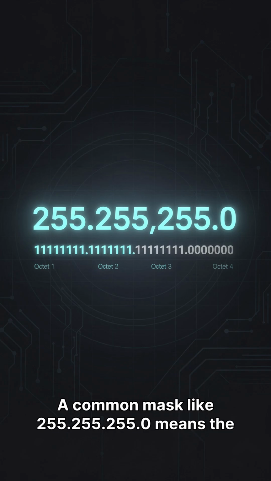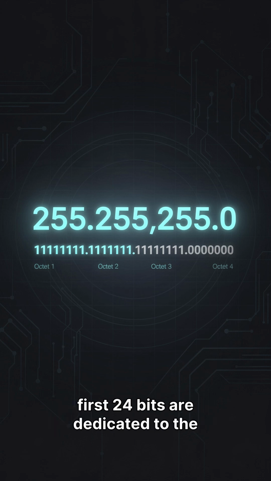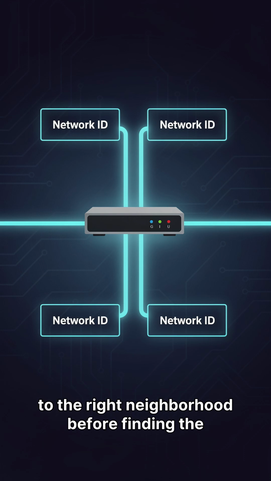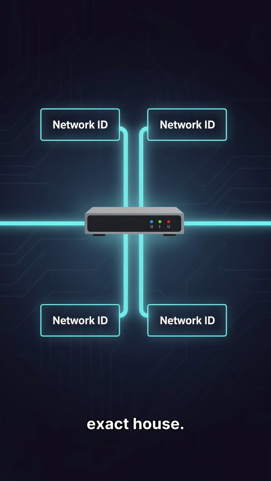A common mask, like 255.255.255.0, means the first 24 bits are dedicated to the network. This distinction allows routers to direct traffic to the right neighborhood before finding the exact house.